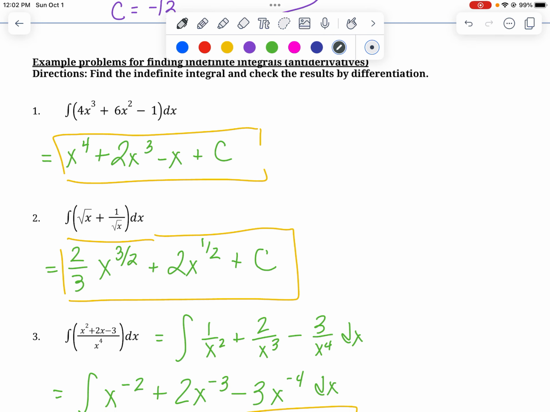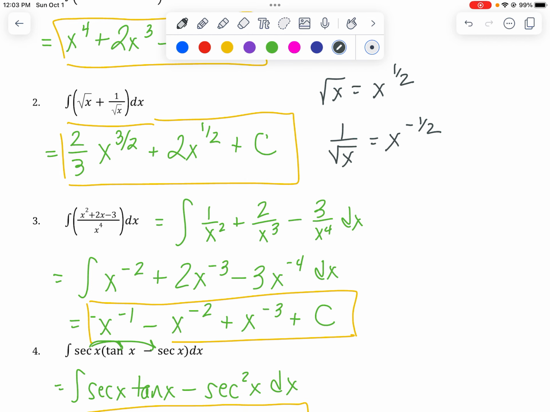So number 1 should be straightforward right out of the box. Number 2 is there because of my experience with people getting confused about roots and denominators and negative exponents versus fractional exponents. The square root of x is x to the 1/2. 1 over square root of x is x to the -1/2. If you think of the original pieces of the integrand like that, you should get the answer I have there, okay? Number 3, very important question.